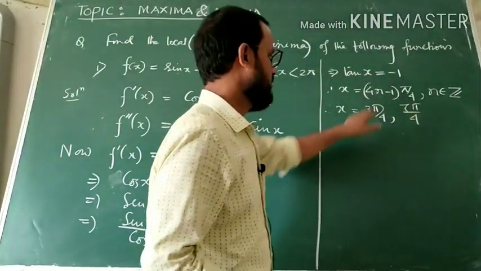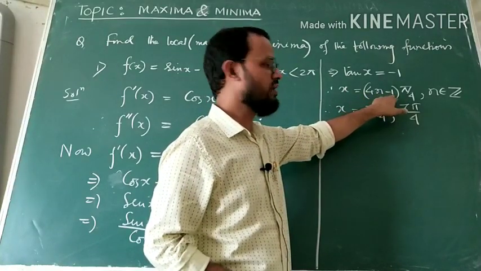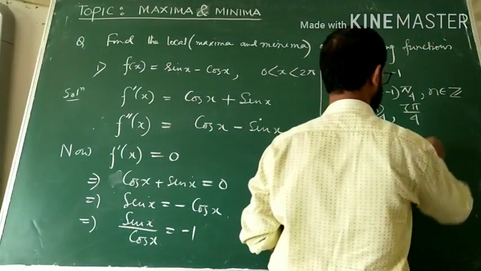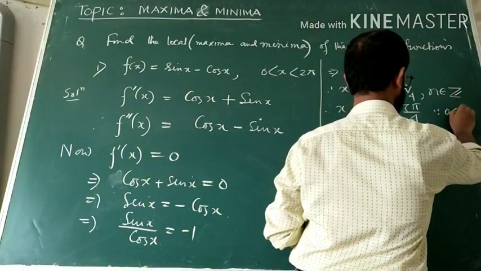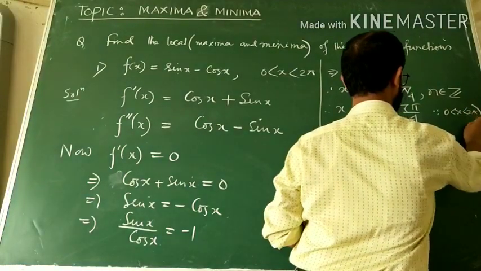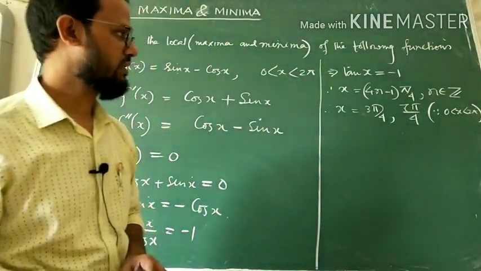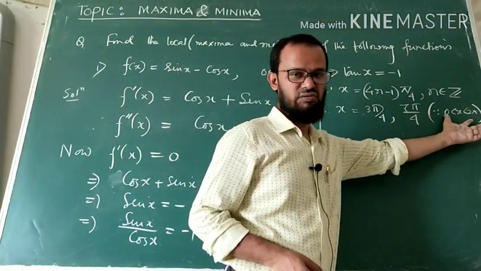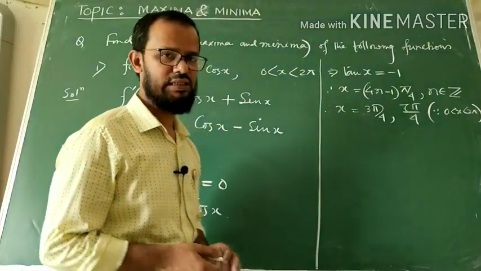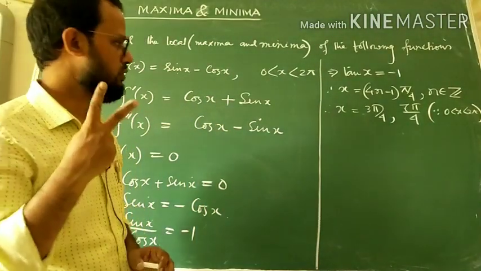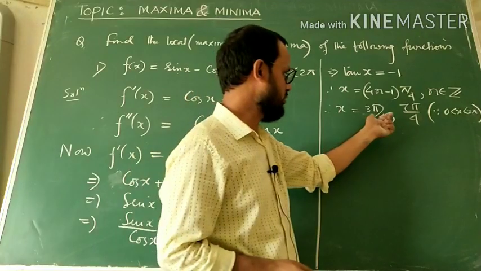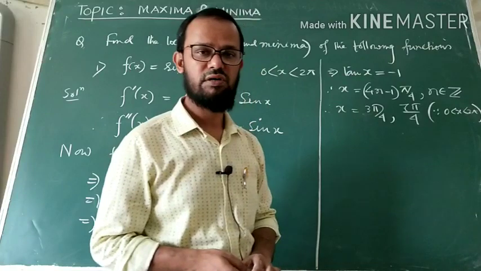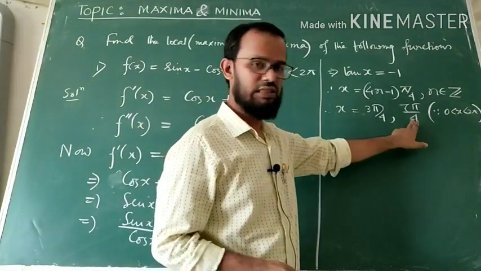And if you put n equal to 3, it will be 12 minus 1, 11, which will be greater than 2 pi, so we are not considering this value. Since 0 less than x less than 2 pi, for this particular condition these are the two values of x. So under this interval there are two critical points. Now we have to test the value of the second order derivative at this point as well as this point.